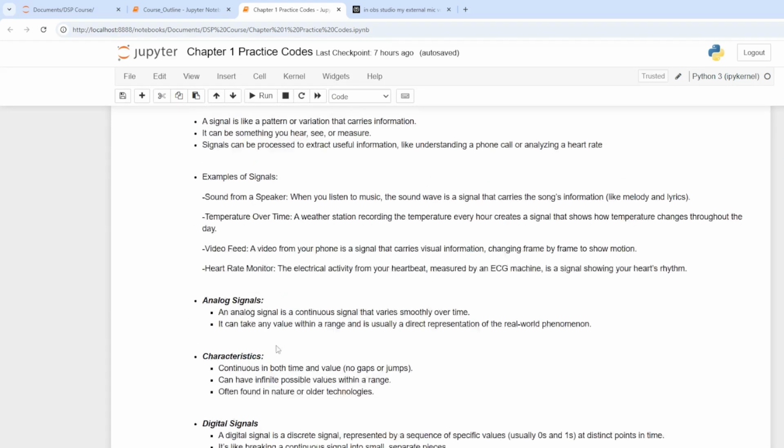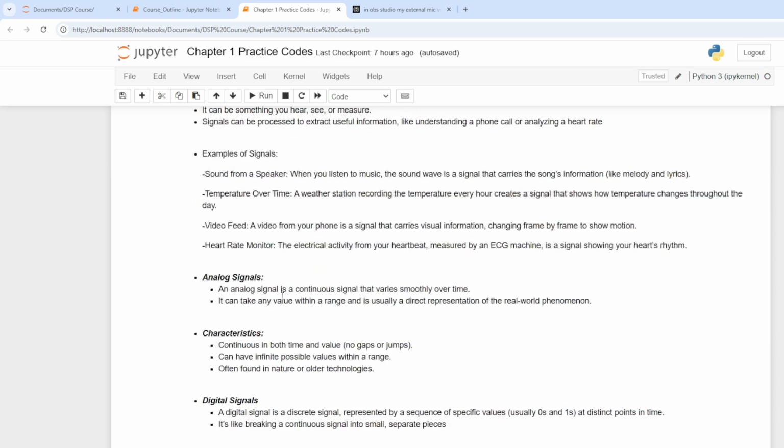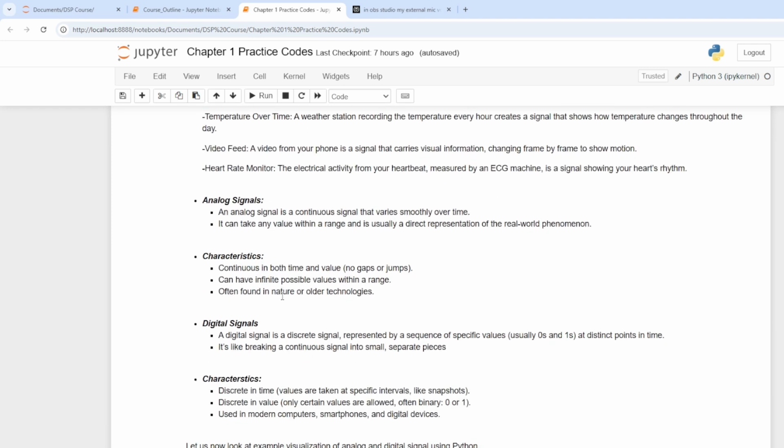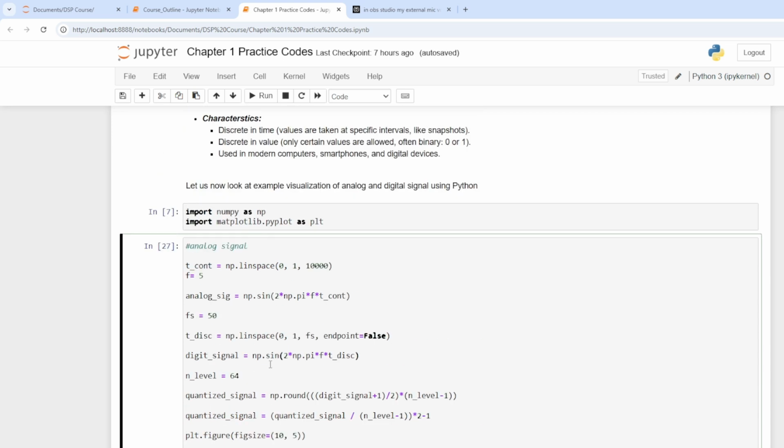So in short, if we want to summarize our first lesson, signal is something that represents information that changes over time. There are mainly two categories of the signals. Could be analog signal, it could be digital signal. Analog signal is continuous both in time and value, whereas digital signal is discrete in time and could be discrete in value as well, represented as zeros and ones. And we plotted these signals, and in the next session we will move with our next topic.